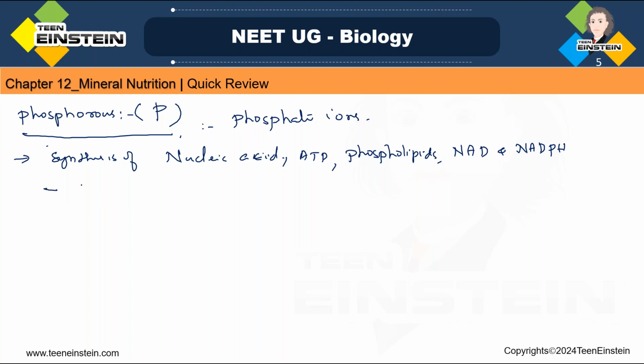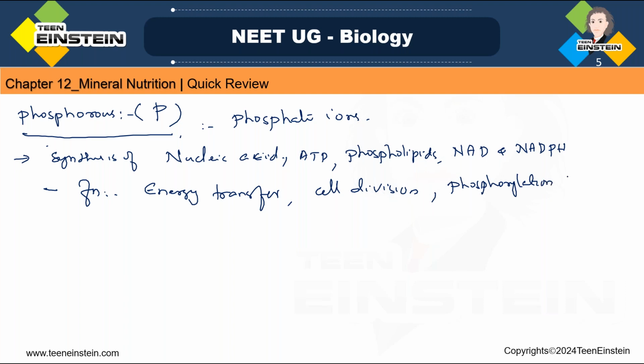And what is the major function? Major function of this? The energy transfer. Main function of phosphorus, energy transfer, then cell division, phosphorylation reactions. All these are the major functions of phosphorus, and this is the main constituent of cell membrane. Okay, main constituent of cell membrane. So these are the functions. So phosphorus will be obtained as phosphate ions.